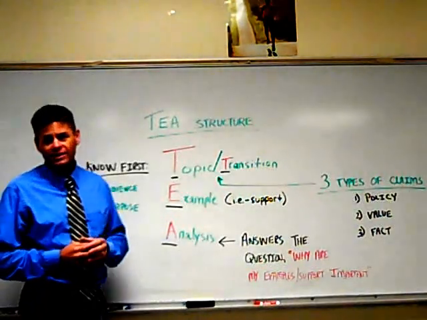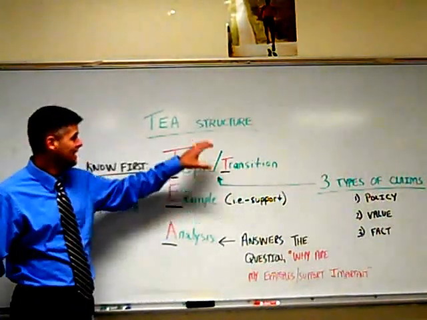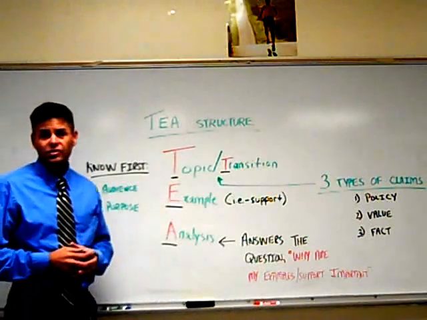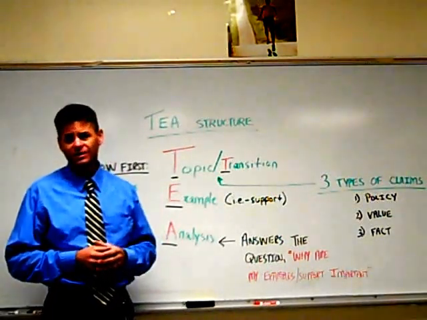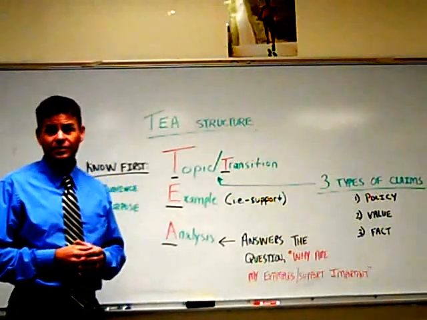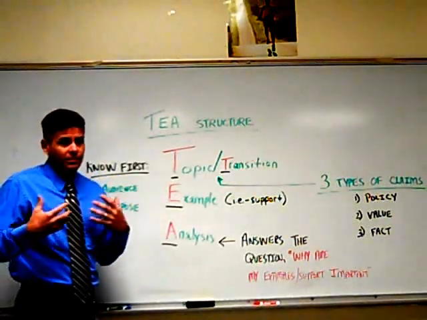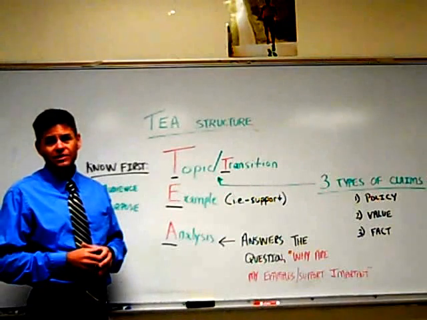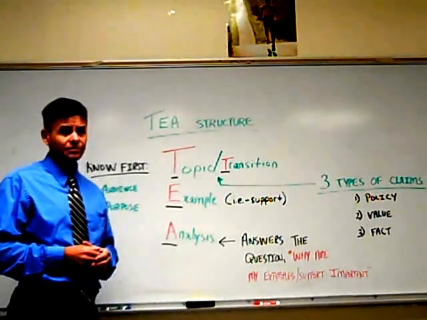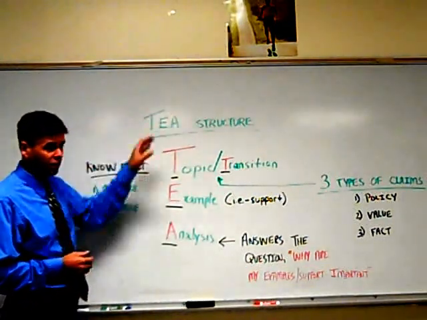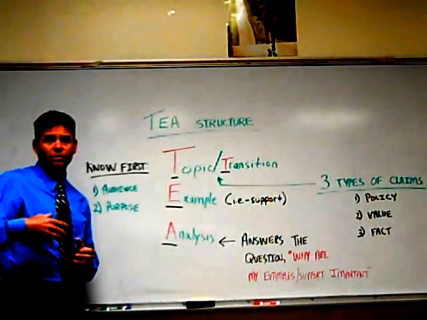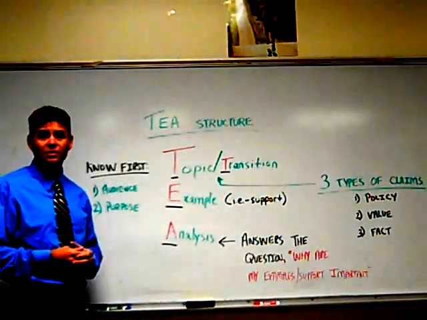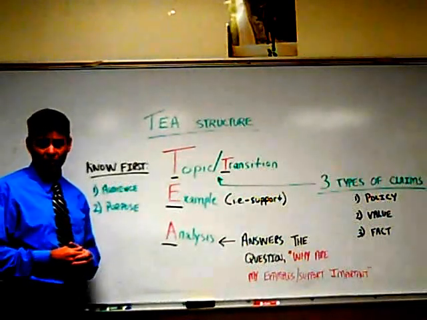Everybody. Today I want to take a few minutes to talk about TEA structure. TEA structure is an argumentative or persuasive type of writing that you're going to be expected to become familiar with as freshmen. Demonstrate that in your English classes, probably right up through your senior year. TEA structure is a simplistic way to have a sound persuasive or a sound argumentative written piece.